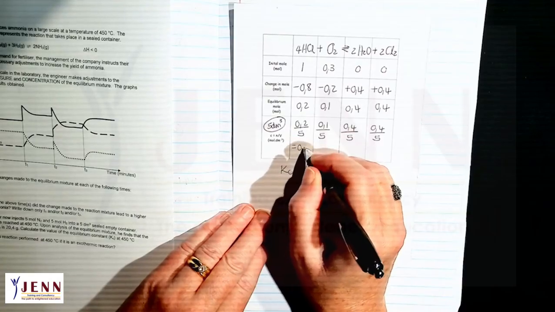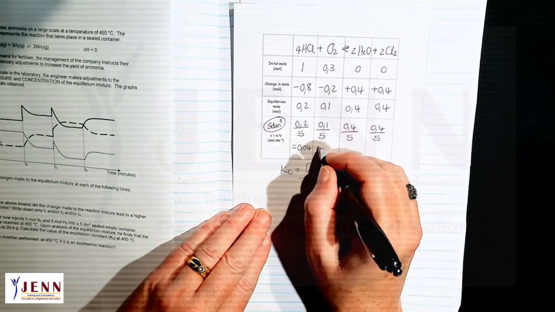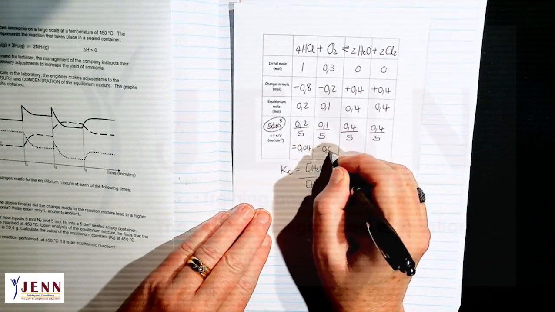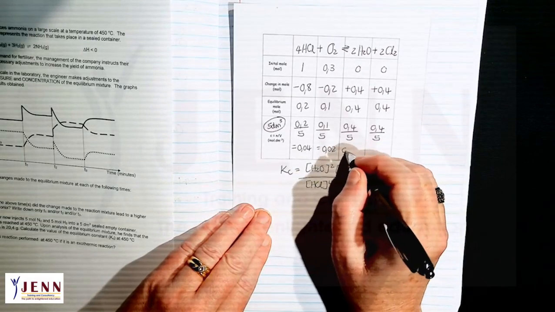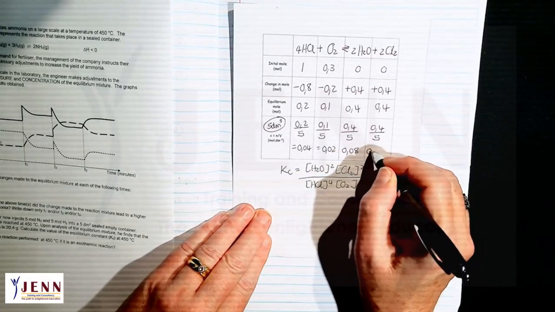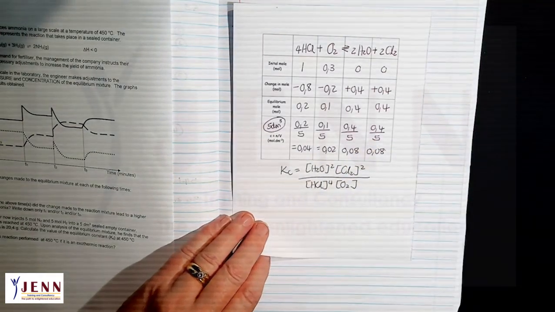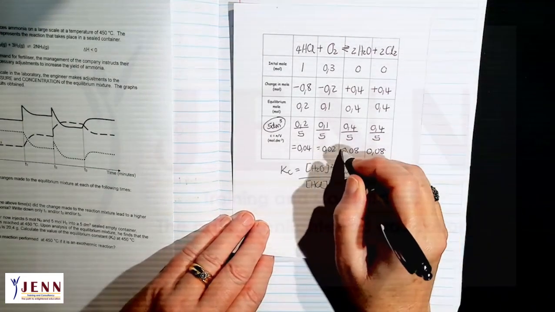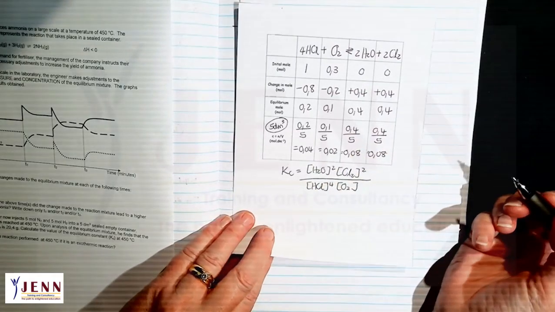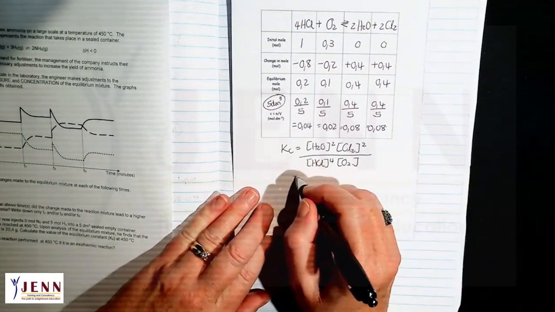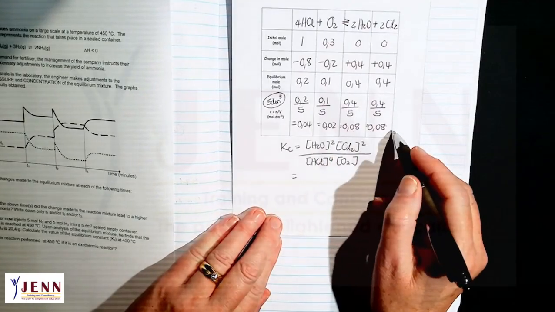Okay, so this gives me 0,04. This one gives me 0,02. This one gives me 0,08 and 0,08 again. Okay, so that means I've changed my calculation and I've done the concentration.